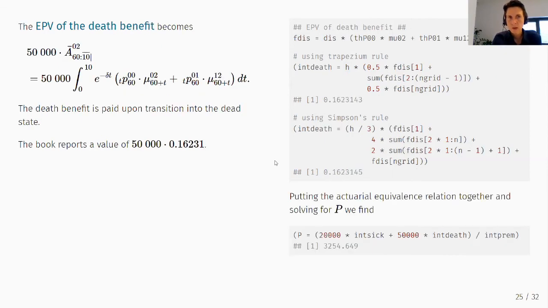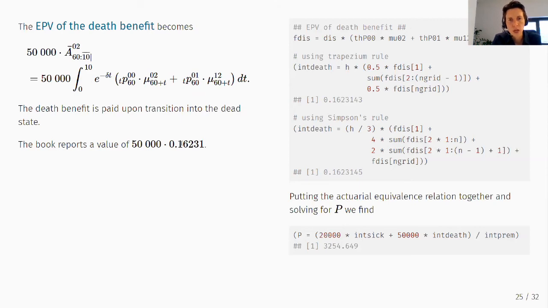The last building block is the EPV of the death benefit. That's slightly different. Here we see that the death benefit is 50,000 euro, which is payable upon transition into the death state. You can make this transition from state 0 to state 2, or from state 1 to state 2, right? And we're going to issue this product to a healthy policyholder at time 0, so we're going to start in state 0.